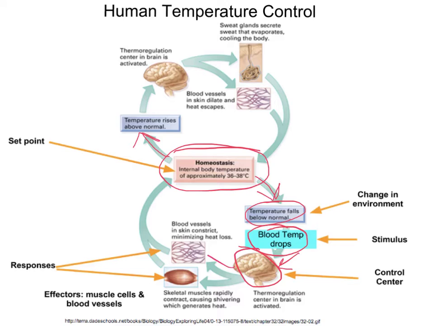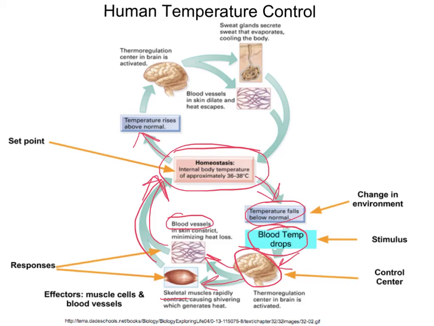Then it's going to send messages to two effectors. One effector is the blood vessels that we talked about, and of course they're going to constrict, preventing blood from going to our skin, which would then keep the warm blood in our body. And then, of course, we know our skeletal muscles are going to shiver, and that's their response. So blood vessels, their response, constrict. Muscles, their response is to shiver, and both of these will increase the internal temperature of our body.